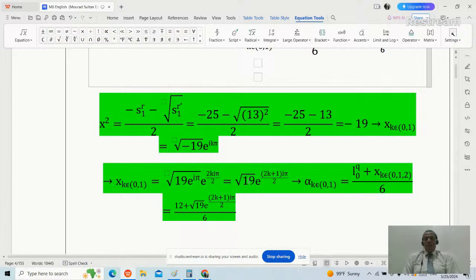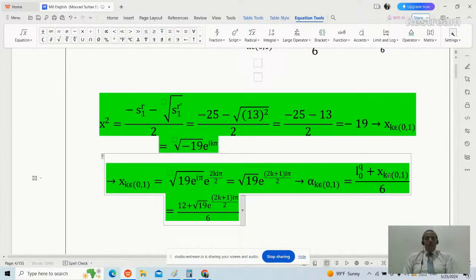These are the two roots, the roots of my polynomial to the power 6. And now the roots of the original polynomial: alpha k equals the value of x_k, k from 0 to 1, over 6, which is 12 plus root of 19 exponential raised to the power (2k plus 1) i pi over 2, all over 6. Okay, so these are called the solution.